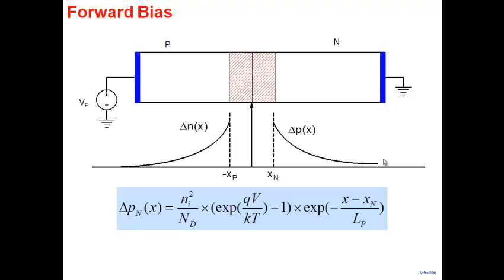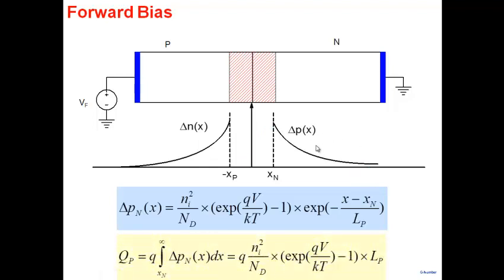And under the quasi-static approximation, we know how these charges go. They go like this: exponential, Ni square over Nd, exponent qV by kT minus 1. That's the excess hole density here. And then this is how it decreases exponentially with the diffusion length. So this we have derived, but we have derived it under steady state condition. Under transient condition, we are making a quasi-static approximation to say that this is still true. It may not be true. Strictly speaking, it's not true. There are deviations from this kind of a profile.